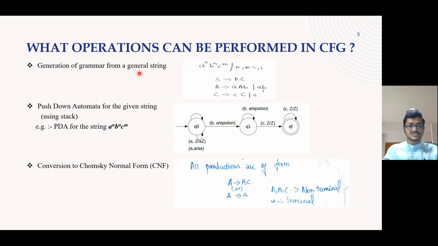Generation of grammar from a general string. Over here, a general string, say a to the power n, b to the power n, and c to the power m. We have generated a CFG for this given string.